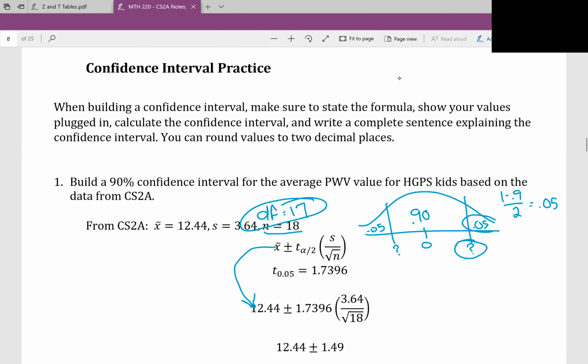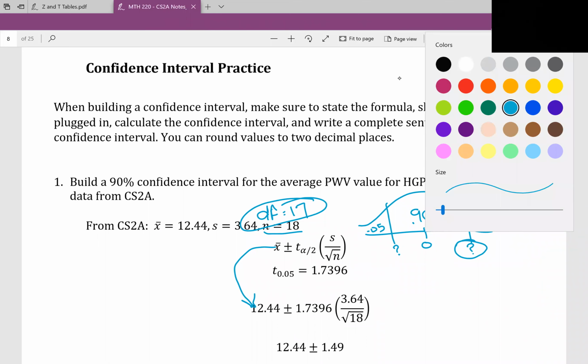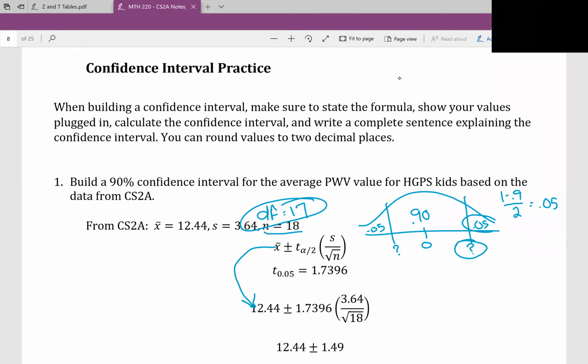You know how I like to solve confidence intervals. I like to solve everything to the right of the plus minus first. So evaluating what I have in that purple box will give me 1.49, okay? So at this point, this is where I have rounded. Let me get different colors to note this. This is the point where you can round to 2 decimal places, okay?